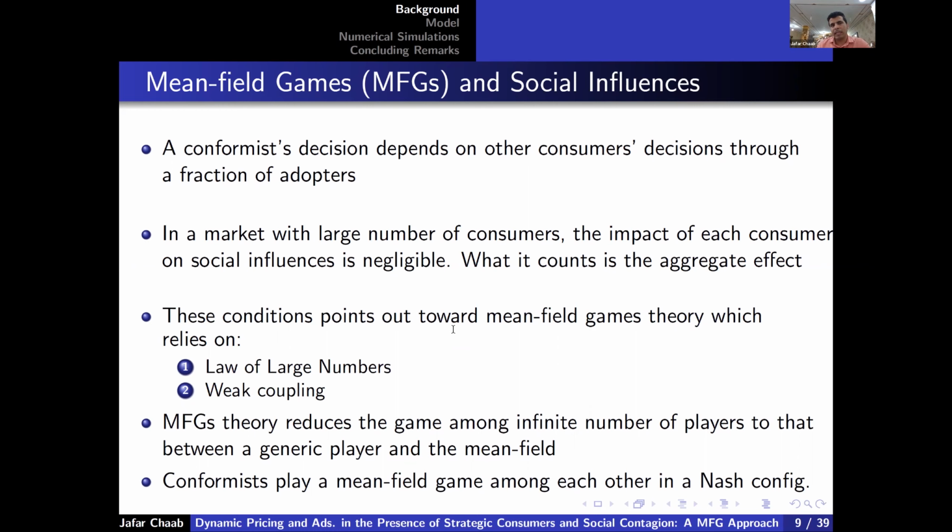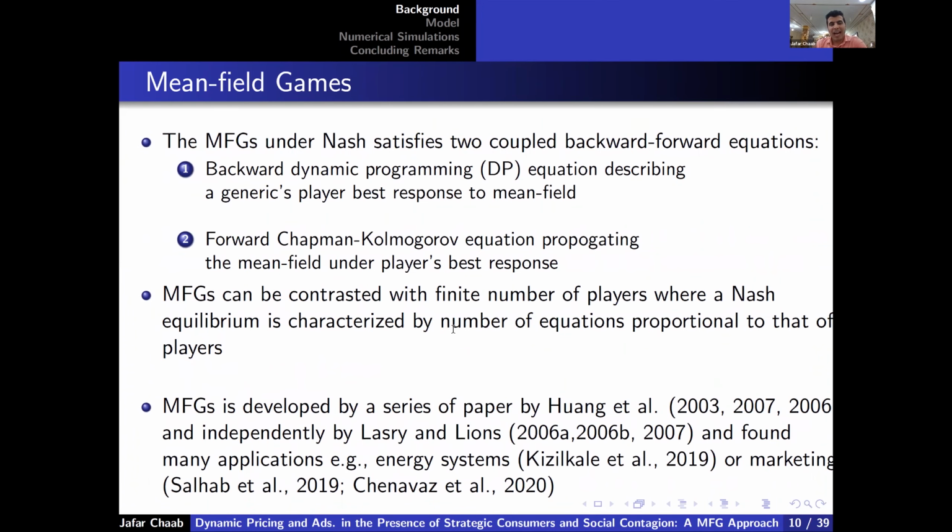Basically, mean field games can reduce the game among an infinite number of people to that of a generic player and the mean field. Please note that we are considering the game among conformists in a Nash configuration, because the individualists simply solve an intertemporal dynamic programming problem. So how do mean field games work? Under Nash, they should satisfy two coupled backward-forward equations: one backward dynamic programming equation that represents a generic player's response to the mean field, and one forward Chapman-Kolmogorov equation that reflects the mean field under the player's best response.